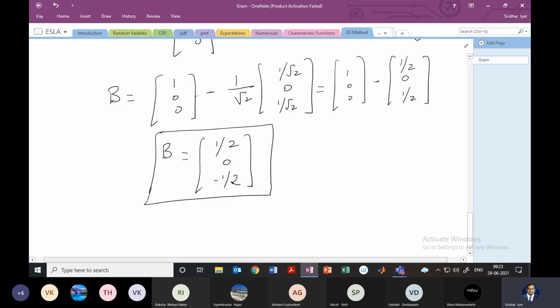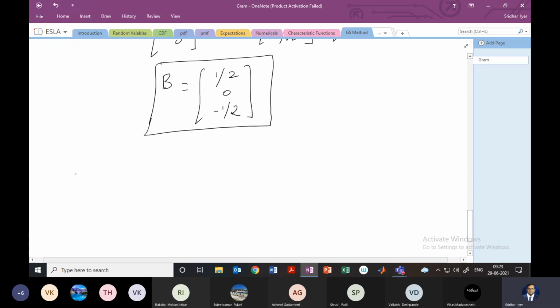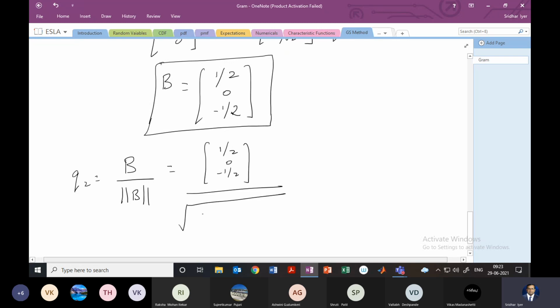Our next task is to find Q2. Therefore, Q2 is very simply B divided by the length of B. Therefore, we'll have 1 by 2, 0, negative 1 by 2 divided by the length. So you'll have 1 by 2 square plus 0 square plus negative 1 by 2 square. Right? So this will be, I'll take the 1 by 2 in the numerator out. So we'll have 1, 0, minus 1.